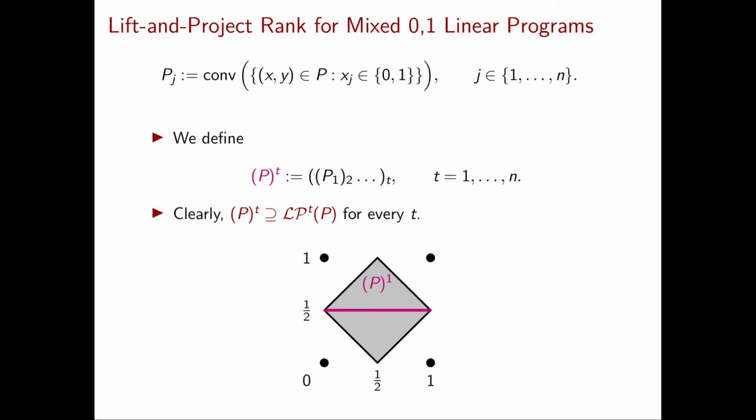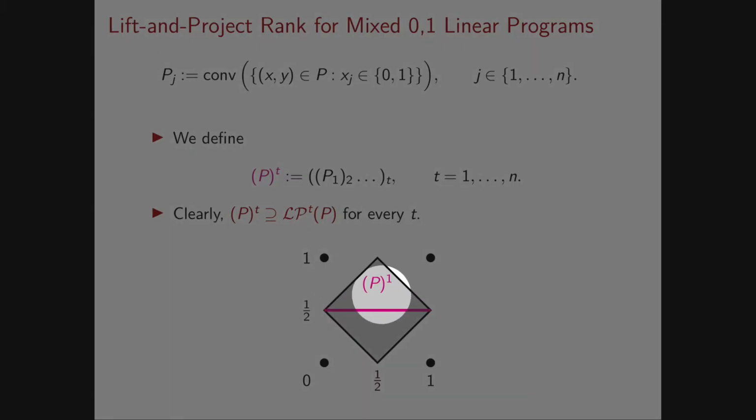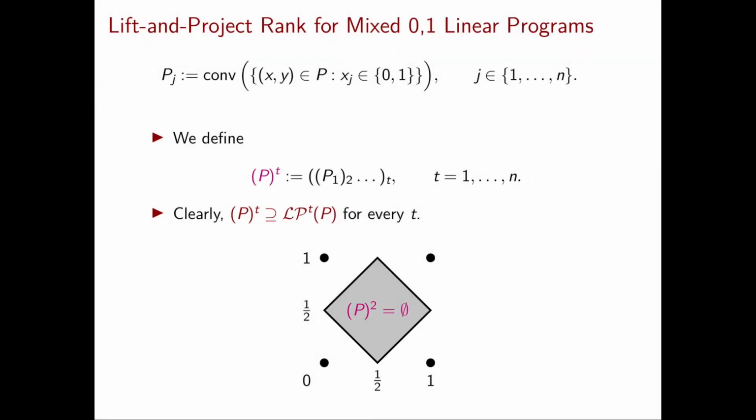That's our set P superscript 1, which coincides with the old P1. But now, what is P superscript 2? Now we have to take this polyhedron, P superscript 1, as the starting point and look at its points that satisfy x2 equal to 0 and x2 equal to 1 and convexify. But there's no point in P superscript 1 here or here, therefore P superscript 2 is the empty set.